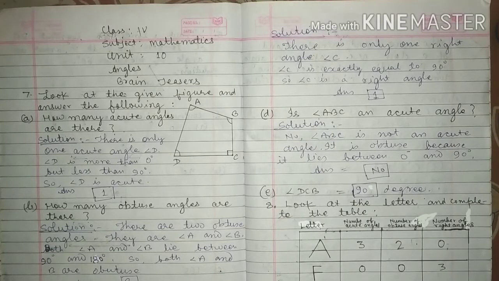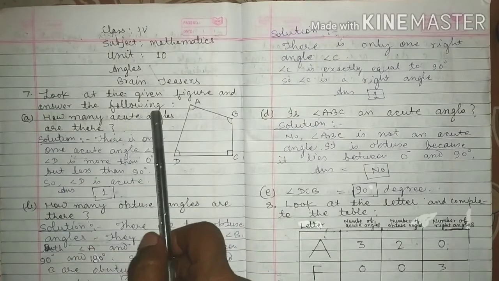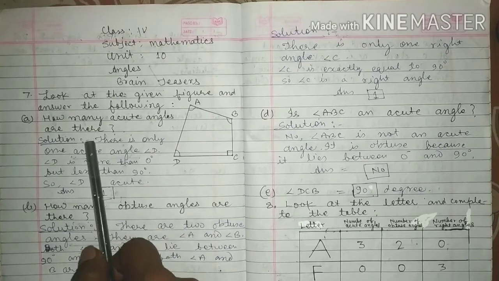My dear students of class 4, I am going to start unit 10, named Angles, Brain Teasers. Question number 7. Look at the given figure and answer the following. Question number A. How many acute angles are there?